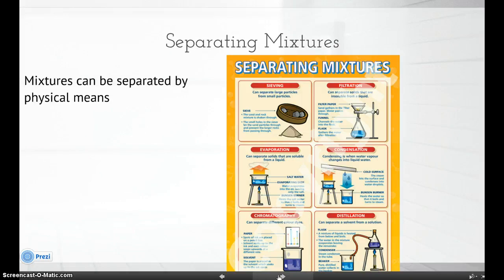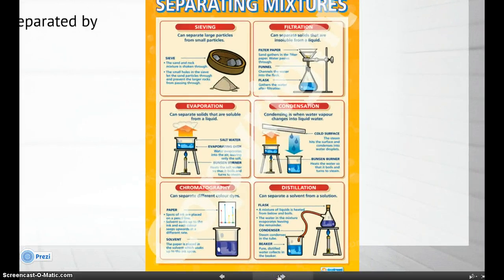Now, mixtures can be separated by physical means, and some examples of physical means would be things like evaporation, filtration, condensation, chromatography, and distillation. So I'll go over those kind of quickly here.